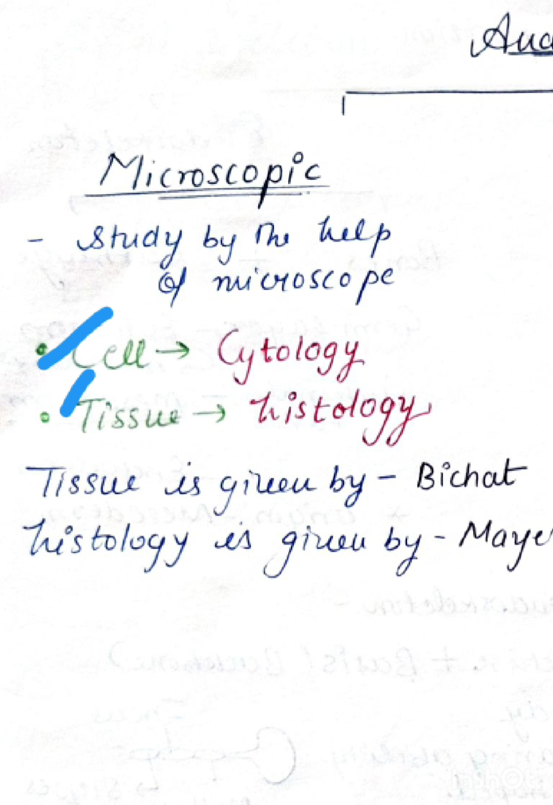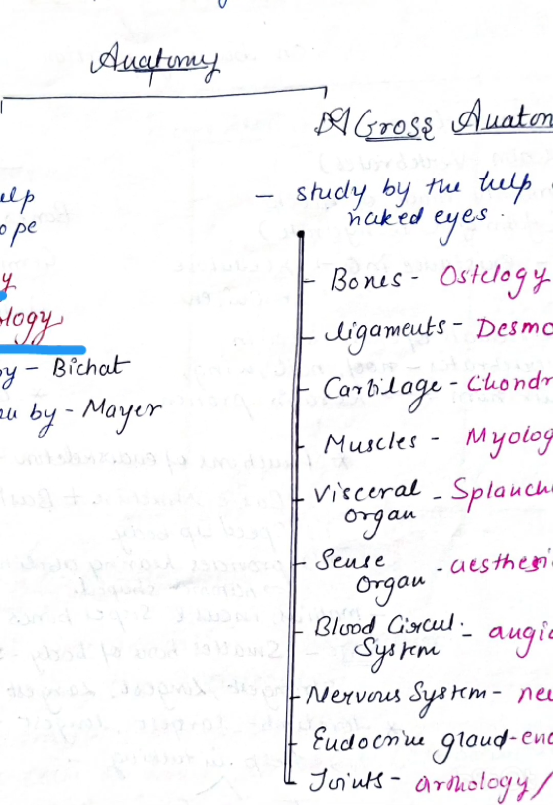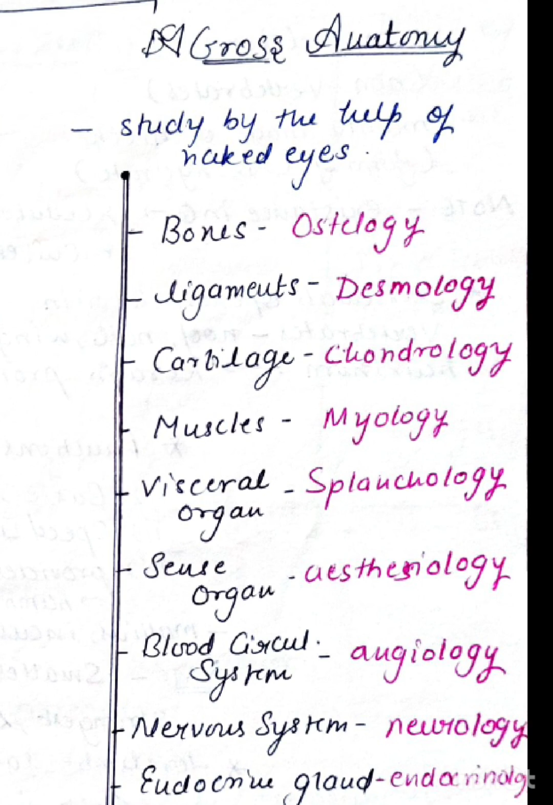First, the study of cells is known as cytology, whereas the study of tissue is known as histology. The word tissue was given by Bichat, and the word histology was given by Mayer. Let me go to the second part, which is gross anatomy. Gross anatomy is a much wider term, which means the organs or tissues which can be seen by naked eyes, so that we can study these organs in gross anatomy.